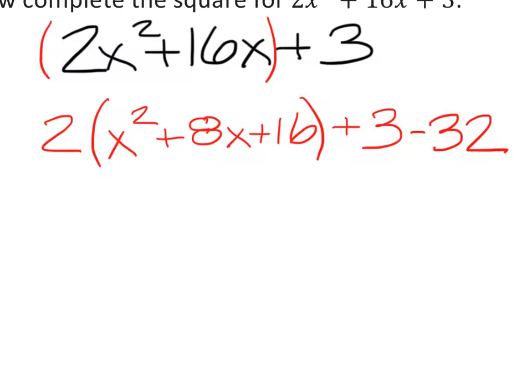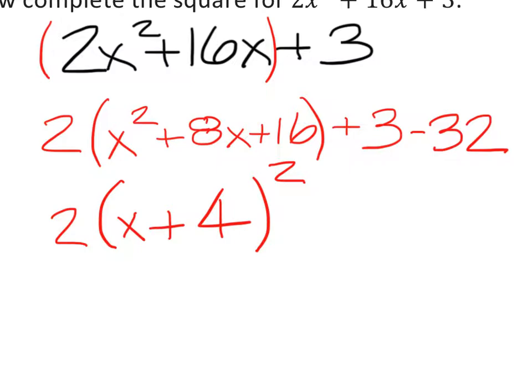Now you write the perfect square form. 2 times the quantity squared of x plus half of the 8, which is 4. On the outside of the quantity, you have 3 minus 32. That's going to give me minus 29.